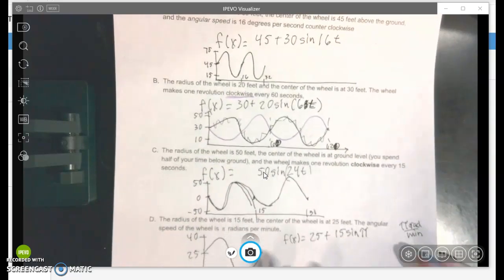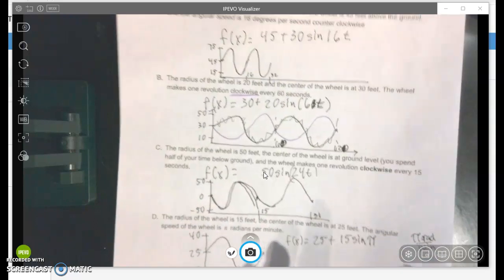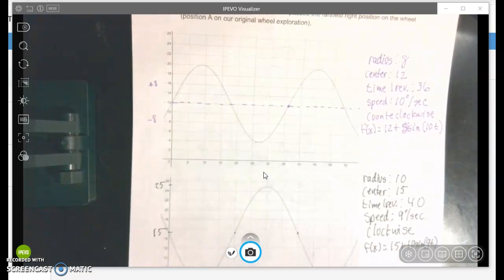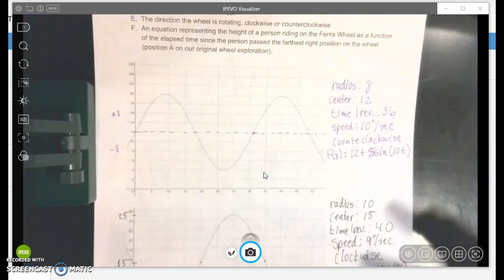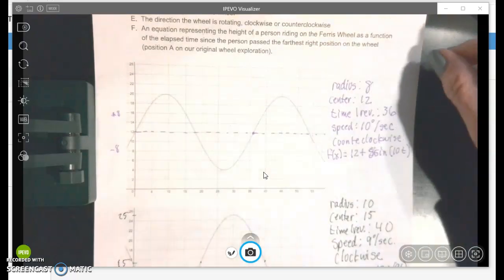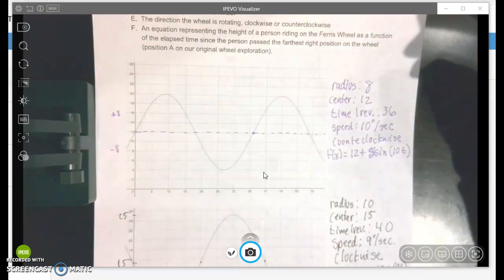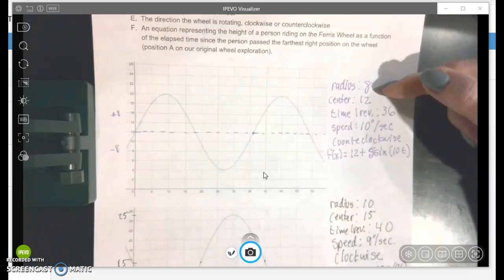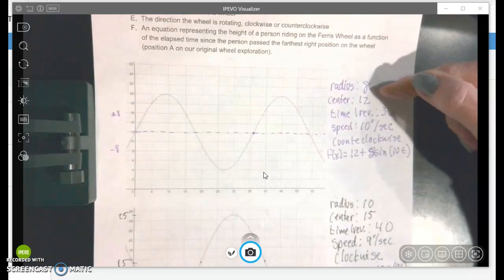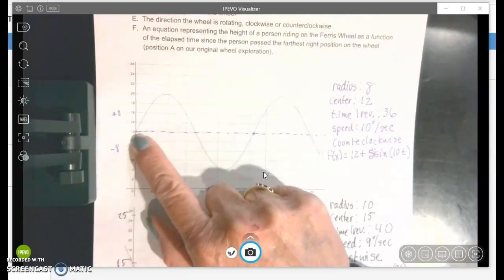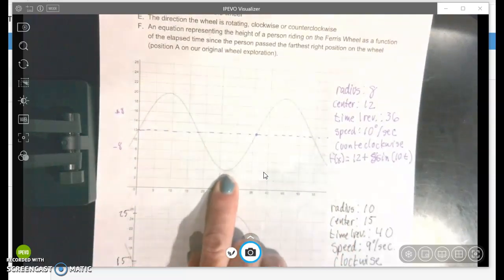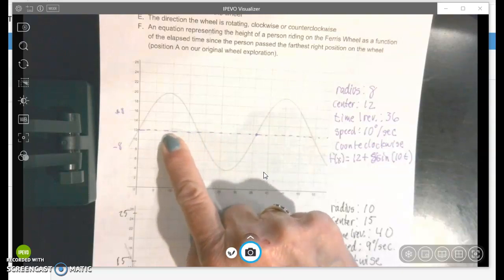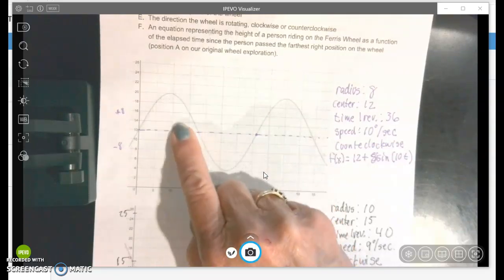Now, if there's anything that I didn't answer on here, I could look at it again. But this was the culmination. I really liked this page because it made you think about everything all together. So the midline is right there at 12, it goes up to 20 and down to 4. The center is 12. The radius is 8.